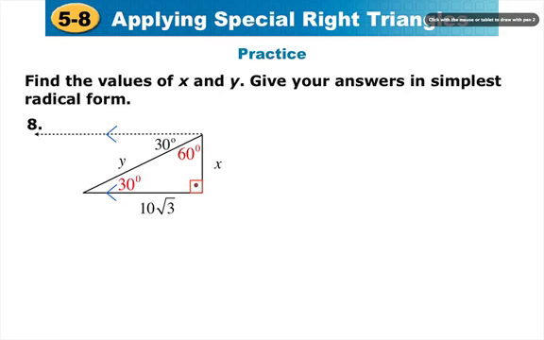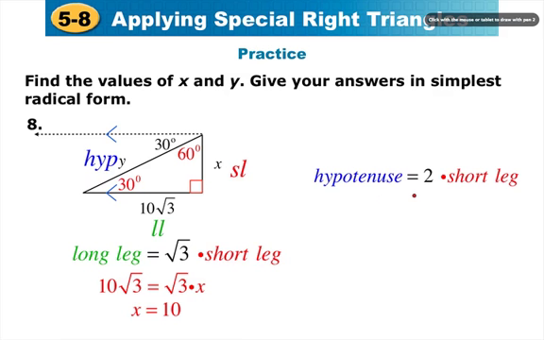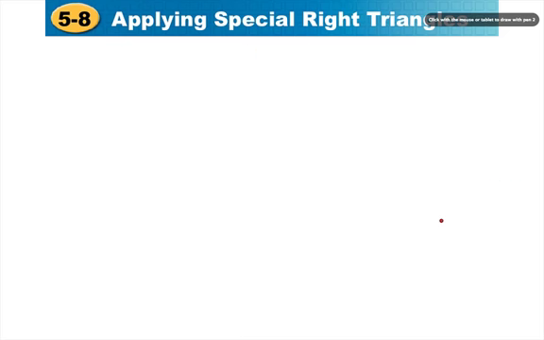Now you have a 30, 60, 90 triangle, so you apply the formulas. Again, this is your hypotenuse, x is your short leg, this is your long leg. You use this relationship between the long leg and the short leg, substitute the values. I know that the long leg is 10 radical 3, the short leg is x, solve for x, x is equal to 10. At this point, you find the hypotenuse. You use the relationship between the hypotenuse and the short leg. Substitute, y is equal to 20. Let's move on to the next slide.